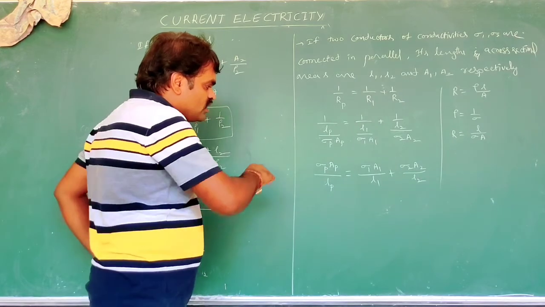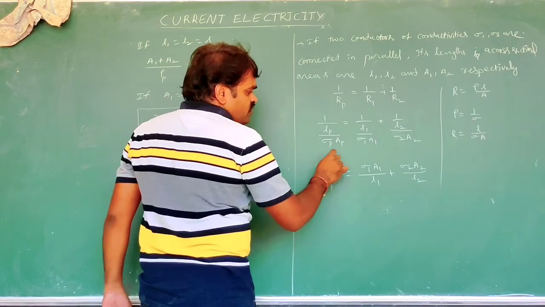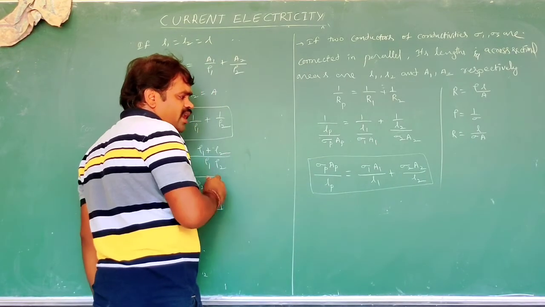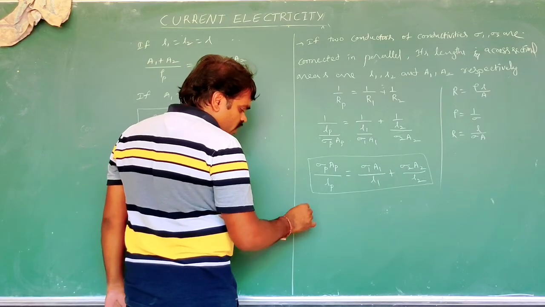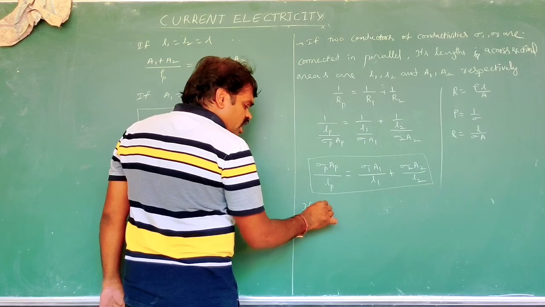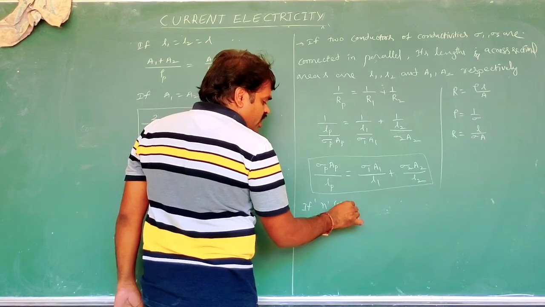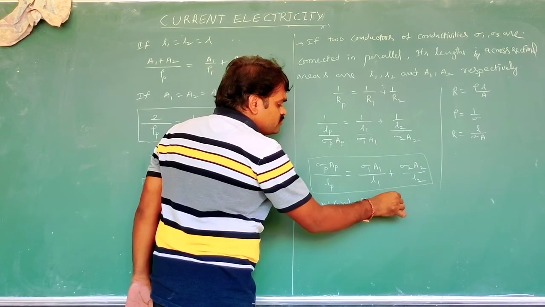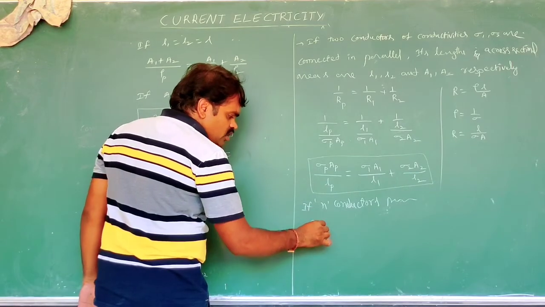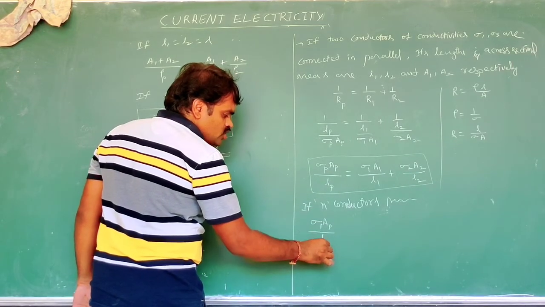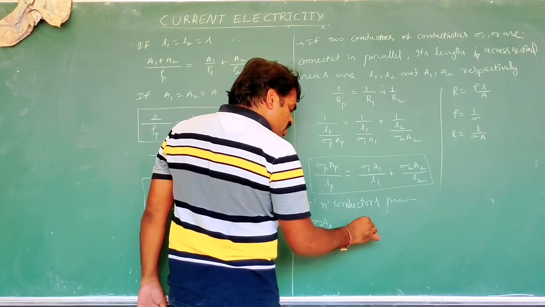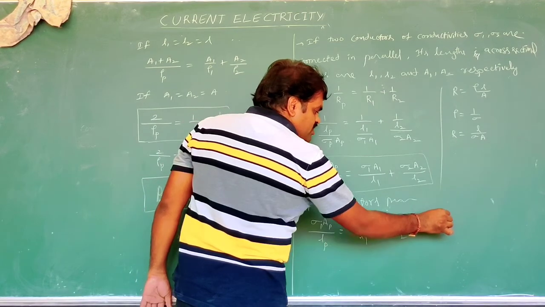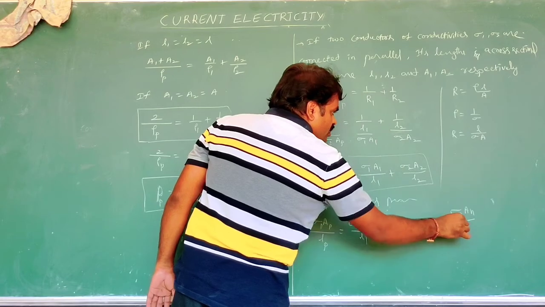This is for conductors connected in parallel with different lengths and different cross-sectional areas. If n conductors are connected in parallel, then sigma P AP by LP is equal to sigma 1 A1 by L1 plus sigma 2 A2 by L2 plus dash plus sigma n An by Ln.